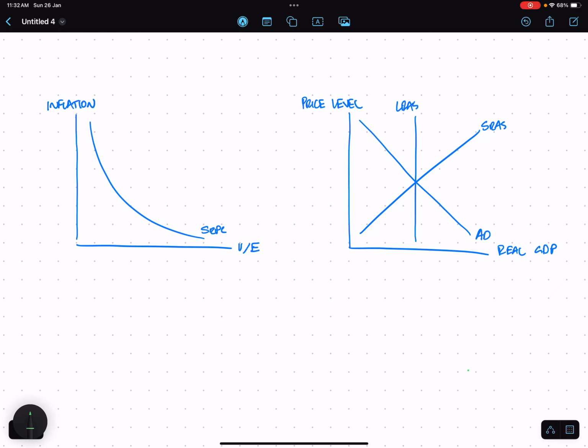Hi team, in this quick video I'm going to speak to the difference between the short run and the long run Phillips curve. So on the left hand side you can see the short run Phillips curve gives us the relationship between inflation and unemployment.